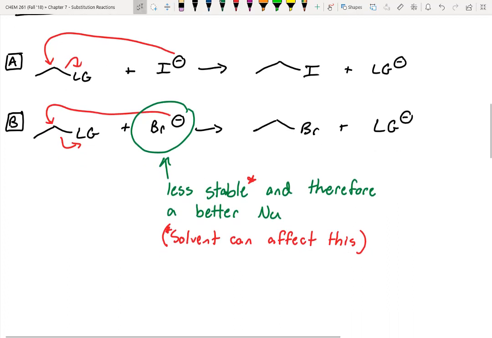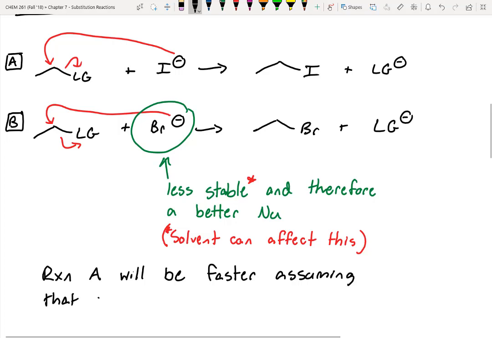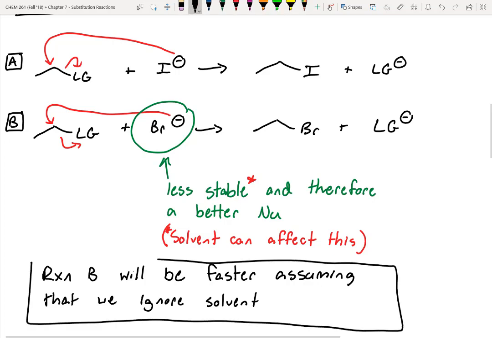All right, so let's make a note on this one. So reaction A will be faster, assuming that we ignore solvent. Oh, shoot, reaction B. Whew. Thank you. This is why I keep you around. All right, so reaction B is faster because it has the less stable ion.